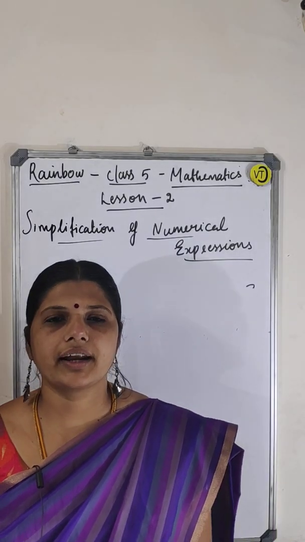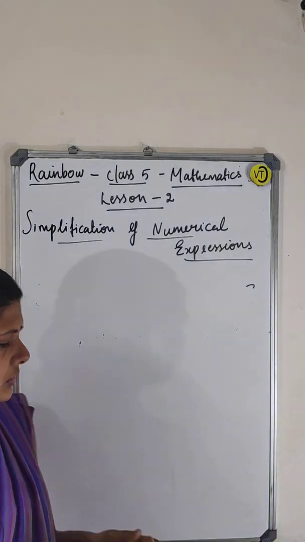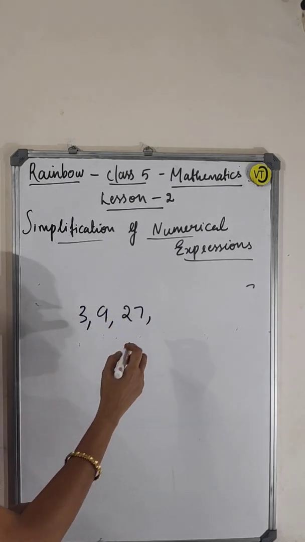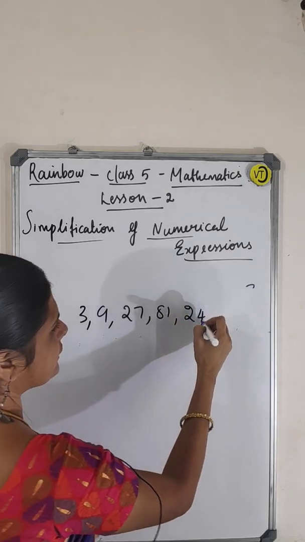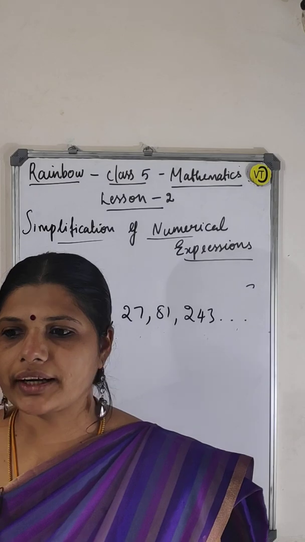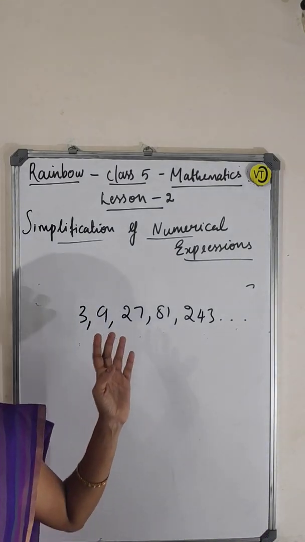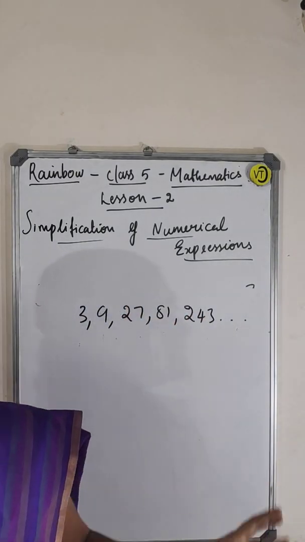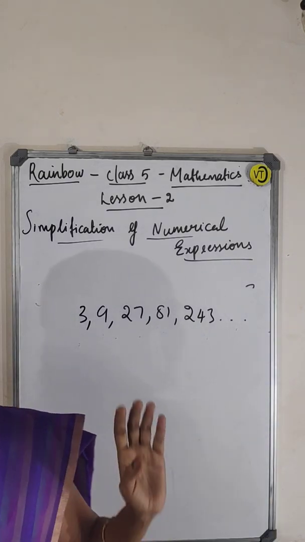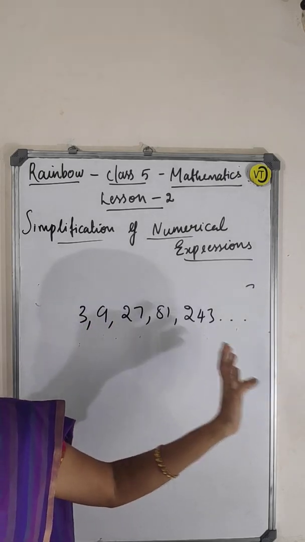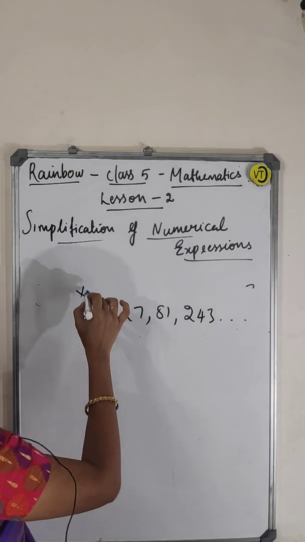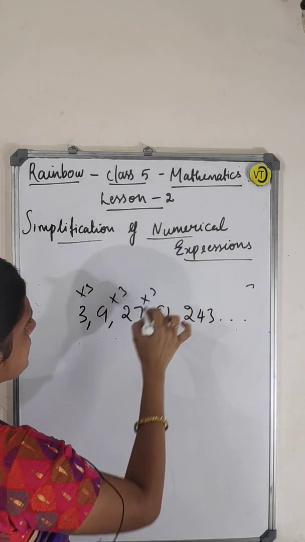The next is another example I will tell you here. 3, 9, 27, 81, 243. This way it is going on. It is a factor of 3. The sequence has a factor of 3 between each number. This pattern is continued by multiplying by 3 each time. See here what happens? 3 into 3, 9 into 3. Like this it will be going on.